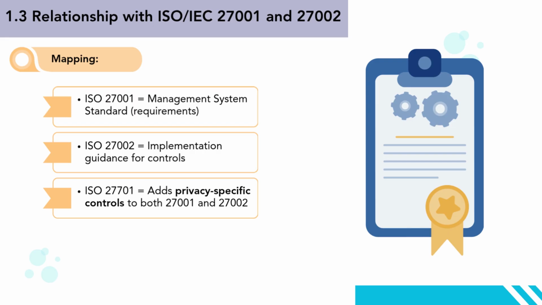ISO 27701 builds upon this established foundation by extending both standards with privacy-specific controls and requirements, creating a unified approach that addresses both information security and privacy management within a single framework. This integrated approach allows organizations to leverage their existing ISO 27001 implementations while adding the necessary privacy protections required by modern data protection regulations, resulting in a more efficient and comprehensive security and privacy management system.